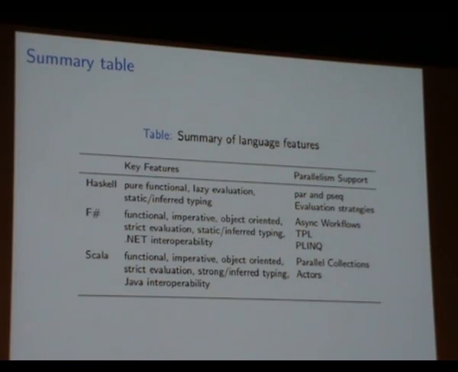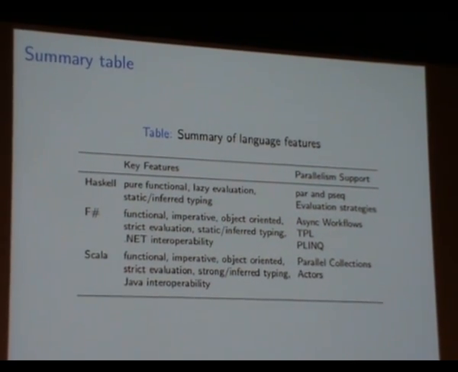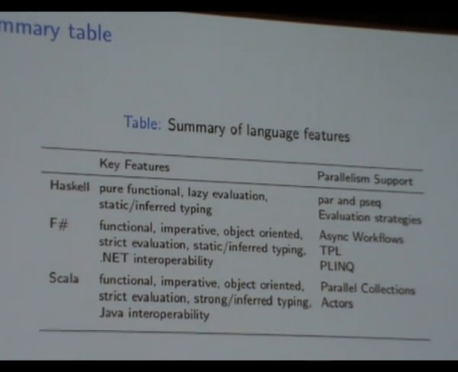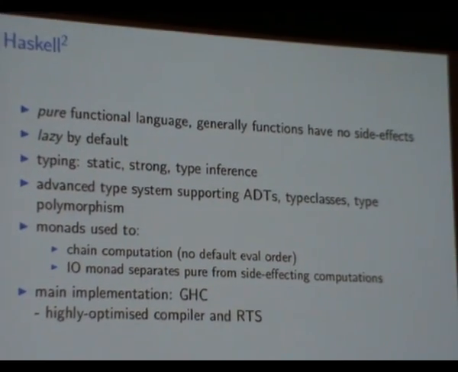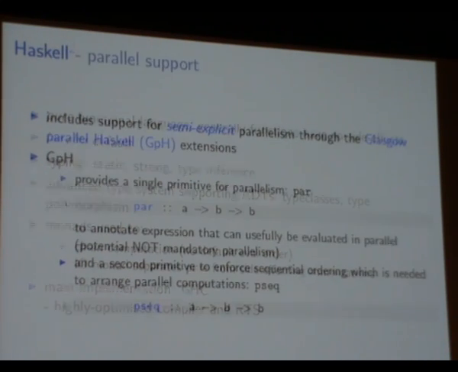I'm going to quickly go through the main similarities and differences between the three languages that we compare here. As we all know, Haskell is a pure functional language with lazy semantics, whereas the two other languages have strict semantics. F# is .NET interoperable, and Scala is Java interoperable. In terms of parallelism support, we will cover this in the next few slides. I will not go through this slide; I think everyone knows it.